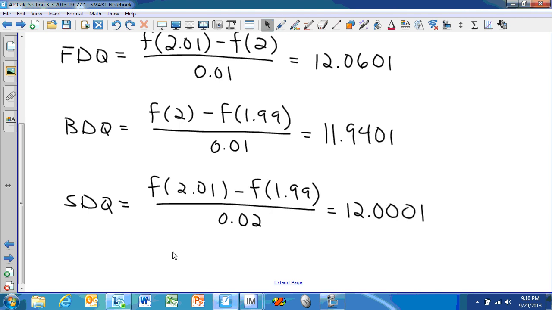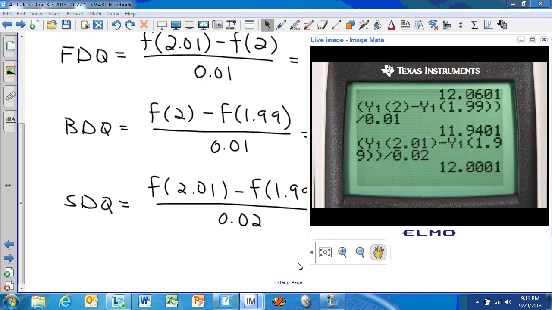Now, if you recall, we've actually done symmetric difference quotients when we were given a numerical representation of a function, a table of data. We took the interval that started just before the given x value and ended just after it, and used that as our best approximation. That's exactly what a symmetric difference quotient is. You've done this before. And we even said that if you average the forward difference quotient and the backward difference quotient, it gives you the symmetric difference quotient. We can check that.